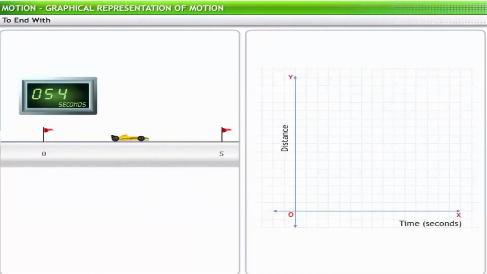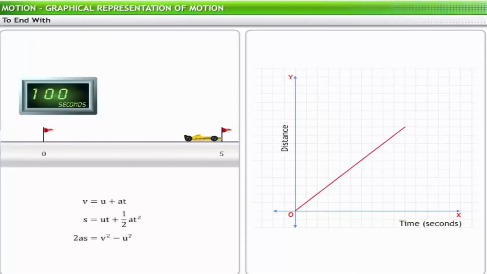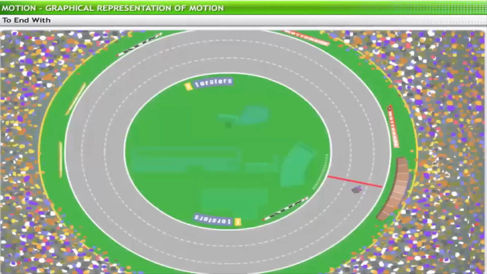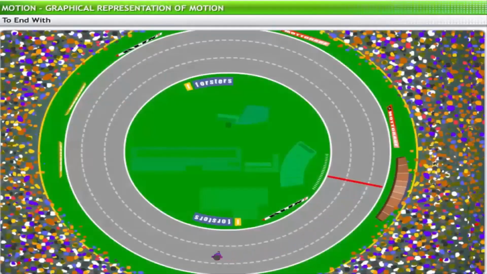This brings us to the end of this lesson on graphical representation of motion. In this lesson, you learned how to use graphs to analyze trends and derive and apply equations of motion. You also learned about uniform circular motion.